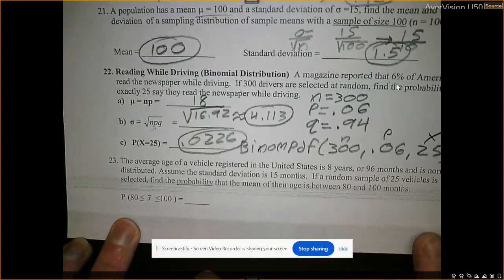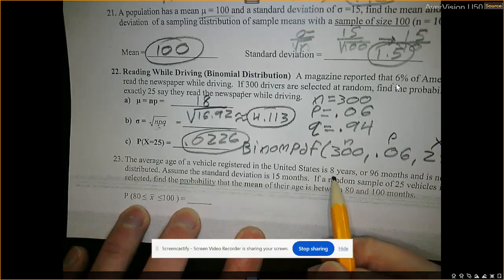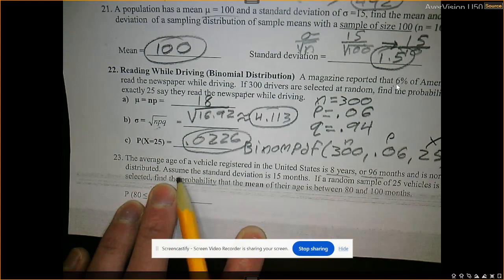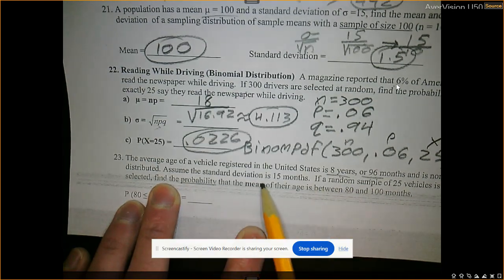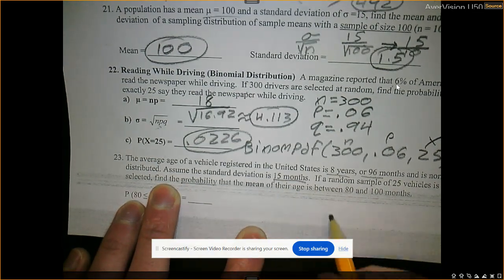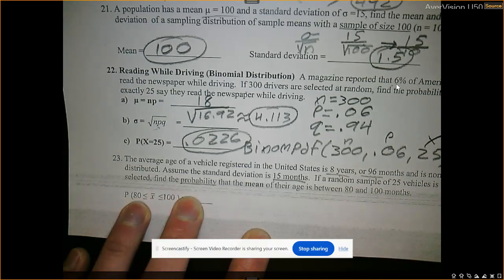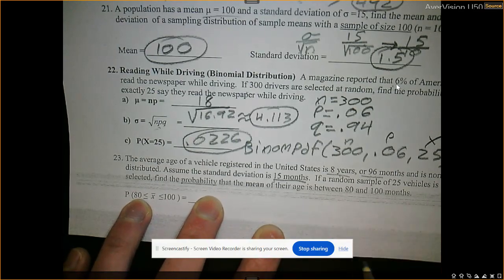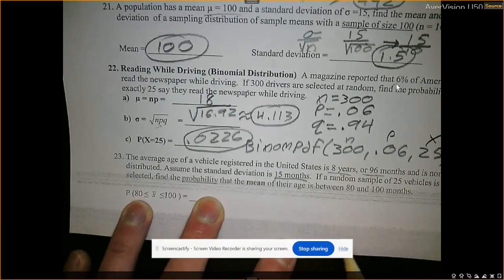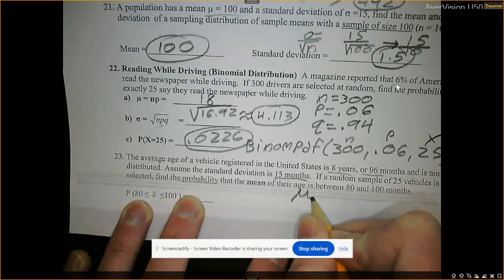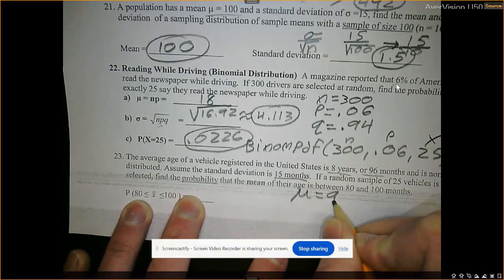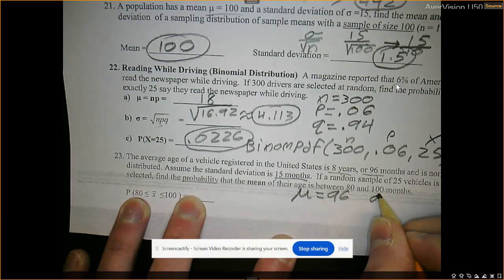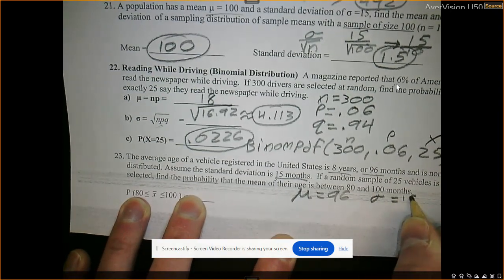Lastly, the average age of a vehicle registered in the U.S. is 8 years or 96 months. I'm assuming we're going to be using months if it tells us both. Assume the standard deviation is 15 months. If a random sample of 25 vehicles is selected, find the probability that it's between 80 and 100 months. Okay, so first things first, we need our mean. That is the 96 months. Assume that the standard deviation is 15.